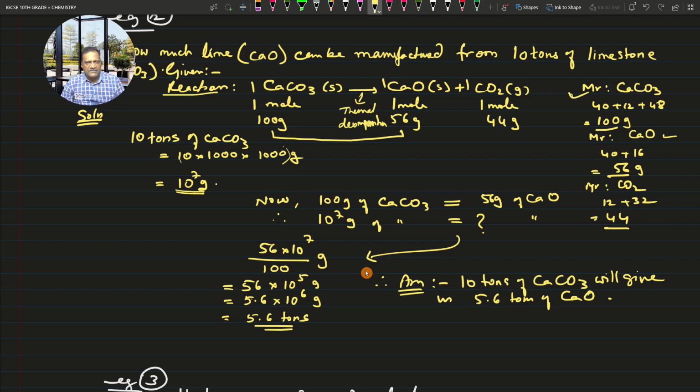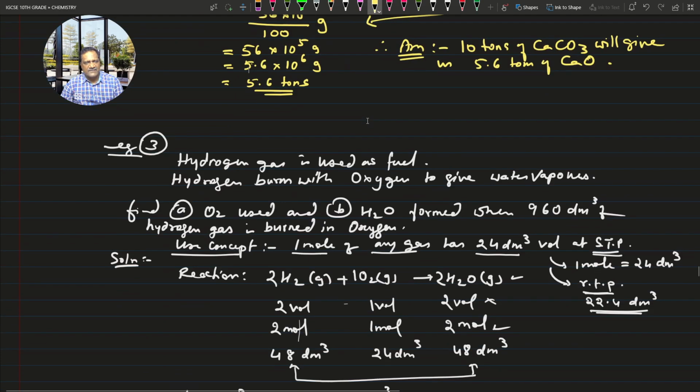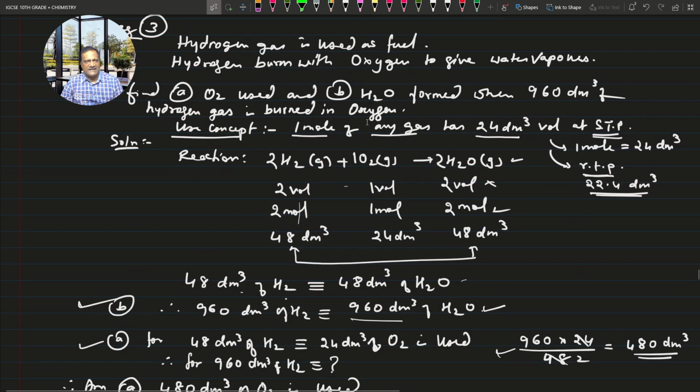That was example number 2. Let us move on to the next example. That is example number 3. Here he says that hydrogen gas is used as a fuel. Hydrogen burns with oxygen to give you water vapor. And the question asked is, find A, oxygen used, and B, water formed when 960 decimeter cube of hydrogen gas is burned in oxygen. Now, this is a question relating to the use of hydrogen as a fuel.